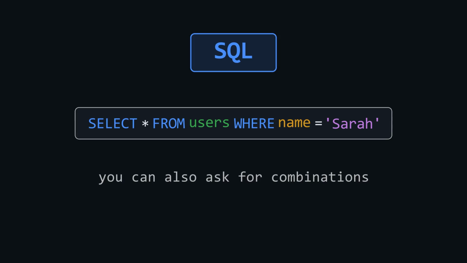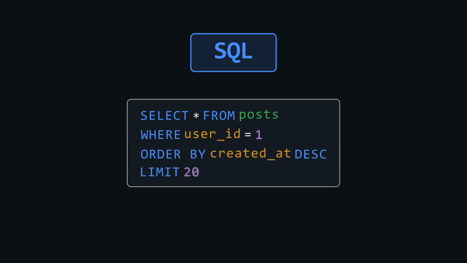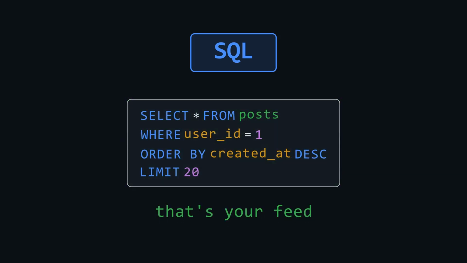You can also ask for combinations. Give me every post where the user ID is 1, ordered by newest first, and stop after 20. That's your feed. That single sentence is what the machine runs when you open the app. A database can answer that across a table with 100 million rows in a few milliseconds.